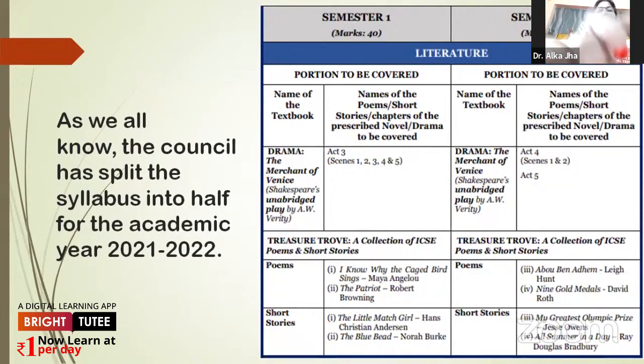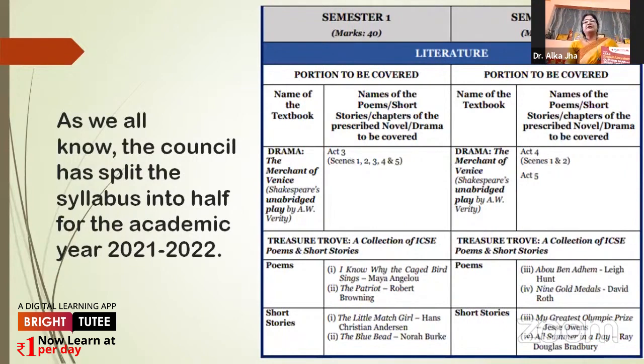All of us know, but it's going to be a quick recap of what we are supposed to do. We have the textbooks mentioned here. The books remain the same, no change in that. The Merchant of Venice over here, we have the abridged version, of course. We have the Treasure Trove, and we have two compilations: one is poems, and the other one is short stories.